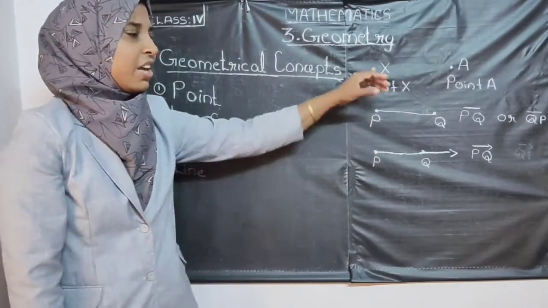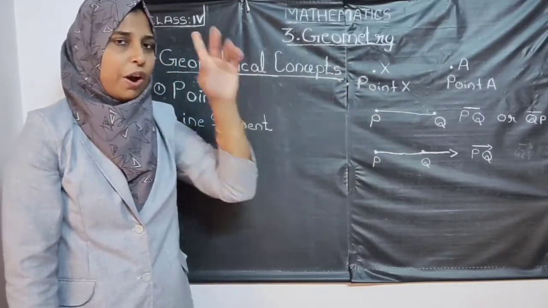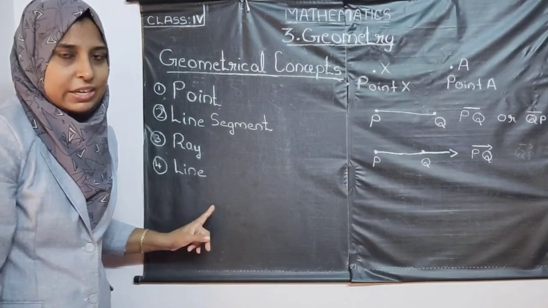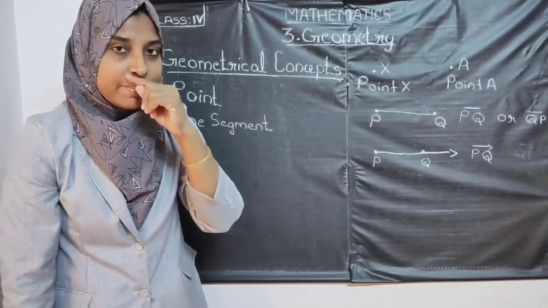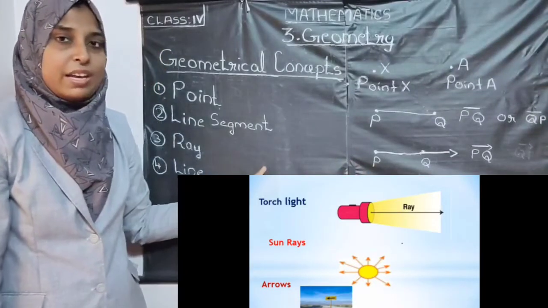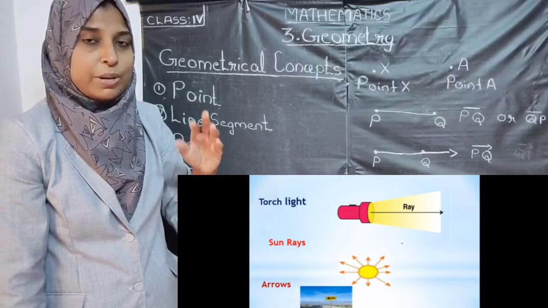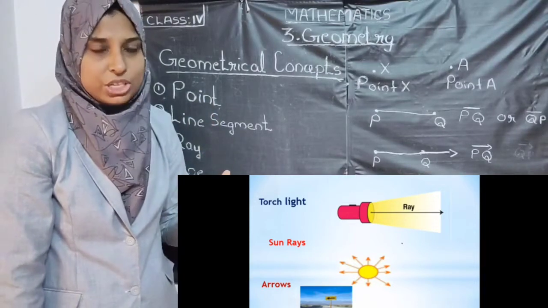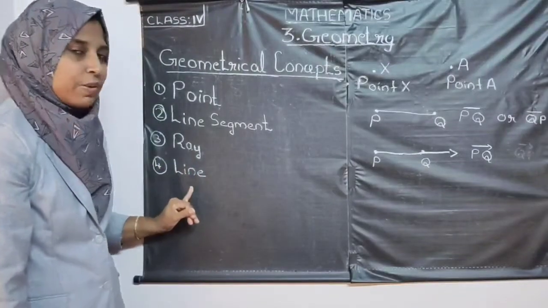Understood? So we studied point, line segment and ray, and one more term is there, line. Before that, for a ray, we can see some examples. Examples of a ray: light rays coming from the sun or from a torch. Okay, so the next one is line.